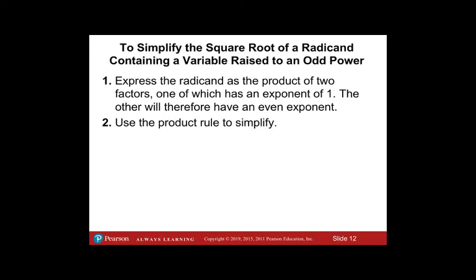To simplify square roots of a radical containing a variable raised to an odd power, express the radical as a product of two factors, one of which has an exponent of 1, the other therefore has an even exponent, and then use the product rule to simplify.